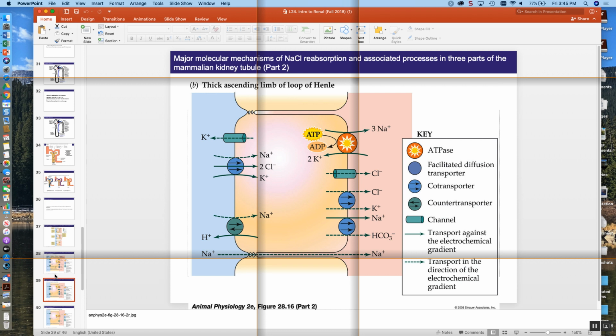Pretty good? It is the most powerful diuretic out there, Lasix. It's also called furosemide or bumetanide. But you can imagine, not only are you losing a lot of water, you're disrupting your electrolyte balance too, because you're losing a lot of salts, right? So keep that in mind too.